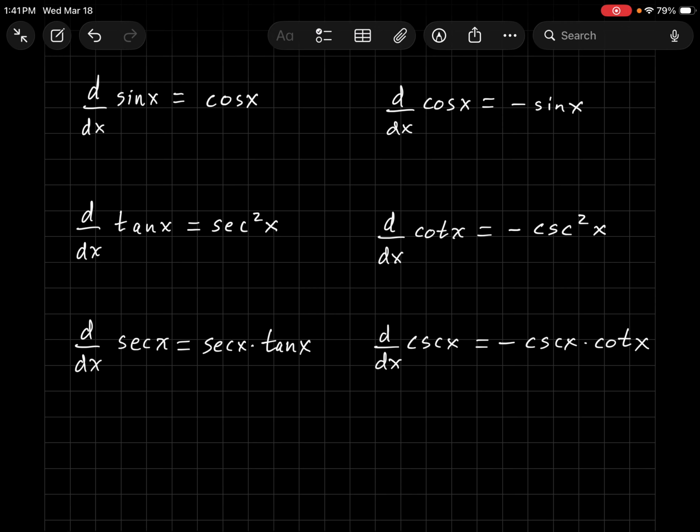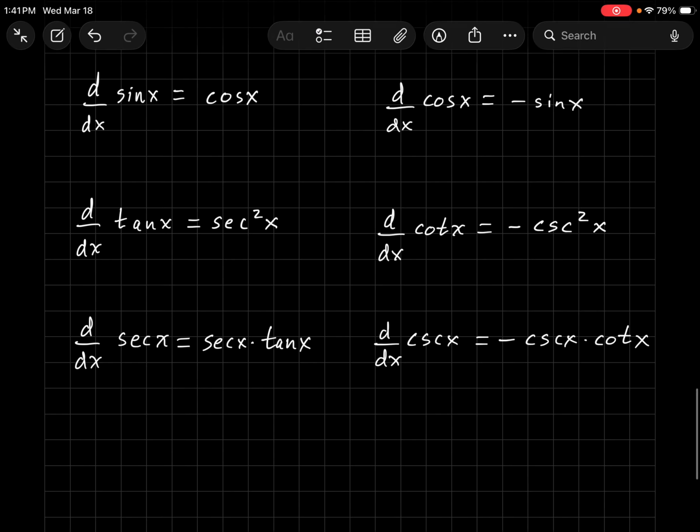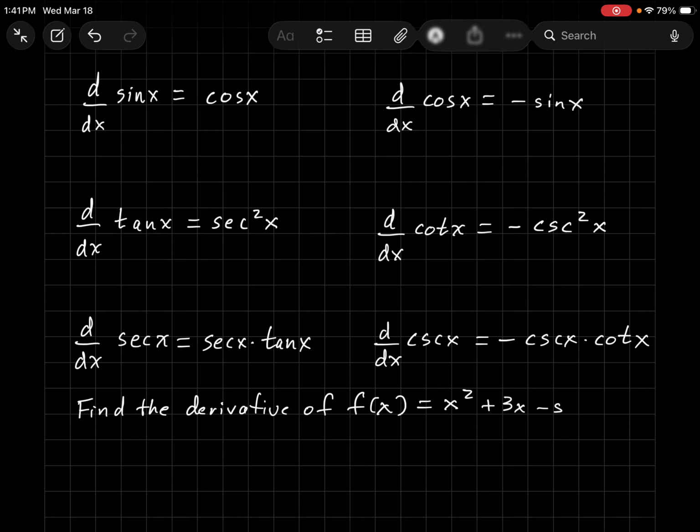Let's do just a few problems with some applications of trig derivatives. Let's start by finding a derivative. And let's let f of x be x squared plus 3x minus sine x. And we'll do this at x equals 0.